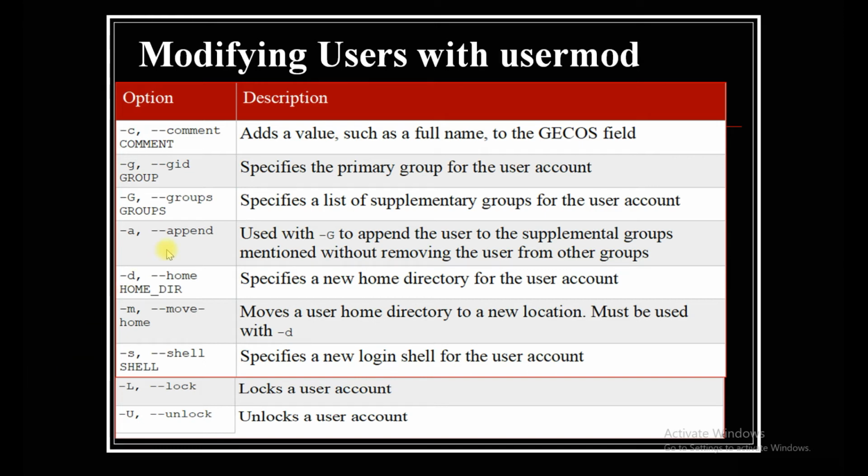Supplementary group, you can add that particular user into more supplementary groups. You can change the directory, maybe from /home to /export/home/student. You can move the home directory from one location to another, and you can change the shell from /bin/bash to nologin. You can lock the user whenever any user leaves the organization or resigns, and you can unlock it if any user comes back from leave.